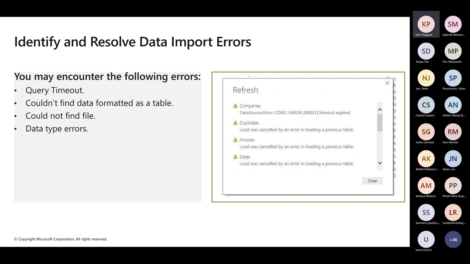Then the third one is could not find data formatted as a table. Power BI expects to find data formatted as a table from Excel. So whatever Excel file we have, the data should be in a table format. We have to create the Excel and then create a table, instead of Sheet1, Sheet2, Sheet3, so that it is available as a table. And then could not find file. This is caused by the file moving locations or the permissions to the file changing. It may happen that we have some restrictions or the file location has been changed. So that comes under that category.